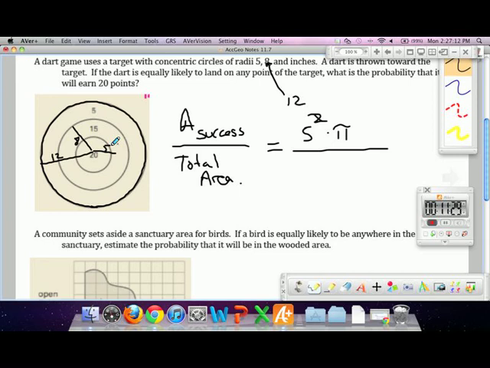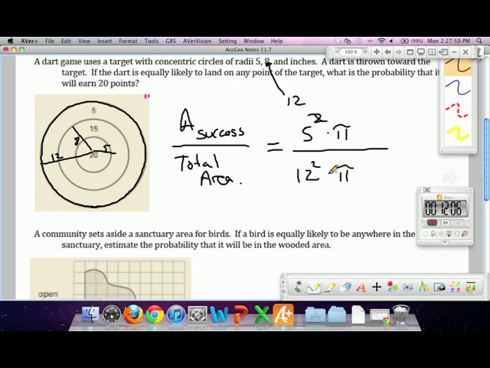Okay. The total area of the dartboard. What's the total area of the dartboard? The total area is pi times 12 squared. This is the circle with radius 12. So then the probability of me hitting the bullseye, if I just hit it at any point at random, should be the ratio of the bullseye to the entire circle.